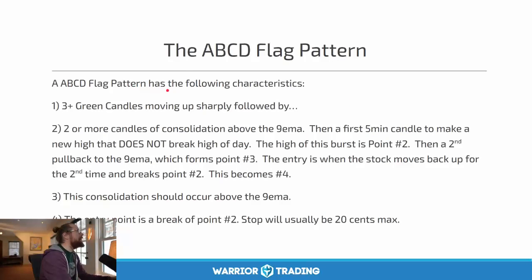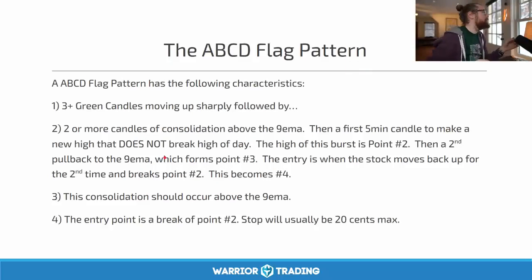So an ABCD pattern has the following characteristics. Usually 3 green candles in a row, sharp, very strong momentum, and then 2 or more candles of consolidation above the 9 EMA. Then a first 5-minute candle to make a new high that does not break the high of day. Then it pulls back again, but on that pullback, it doesn't go lower than the previous pullback. Maybe it double bottoms, but it doesn't go lower. And then as it curls back up for that second attempt, that's where we look for the resolution.